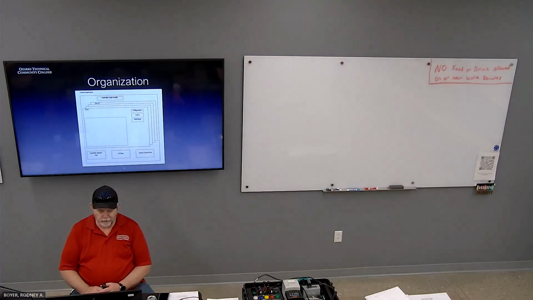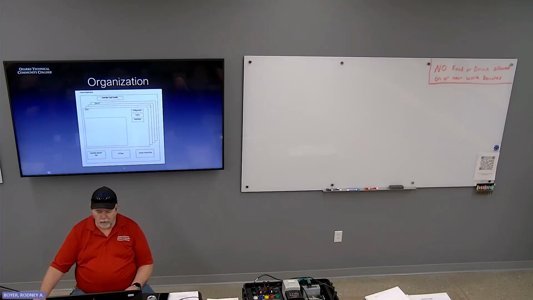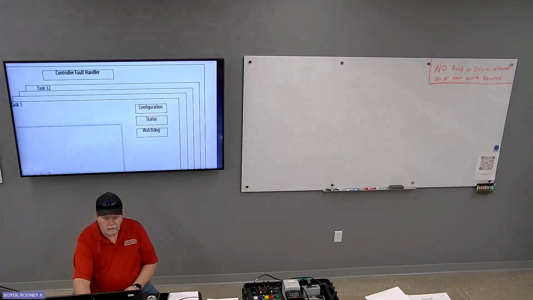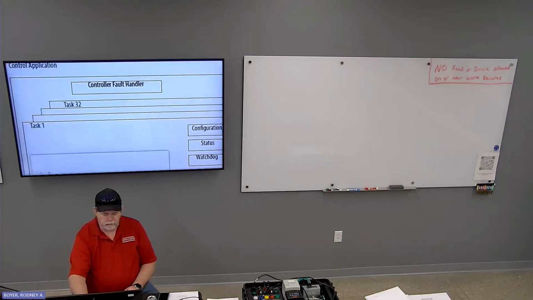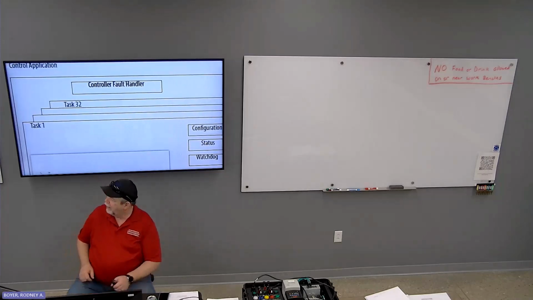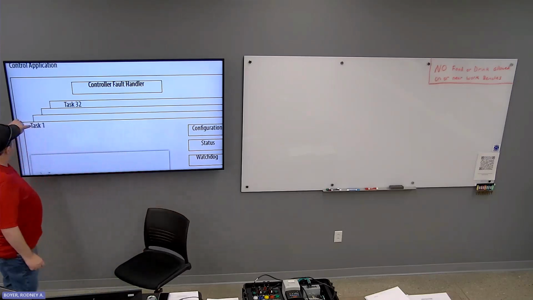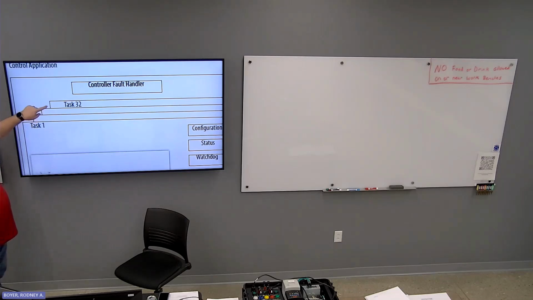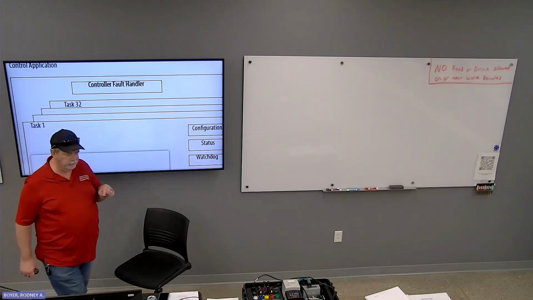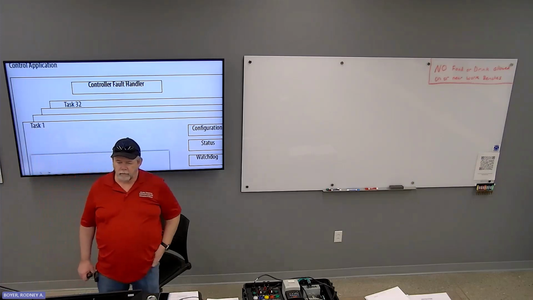Organization. I don't know how well you guys can see that, so I want to zoom in a little bit here. Notice we have task 1. That's actually task 2, 3, 4, until you get to task 32. You can have 32 individual tasks in your controller.